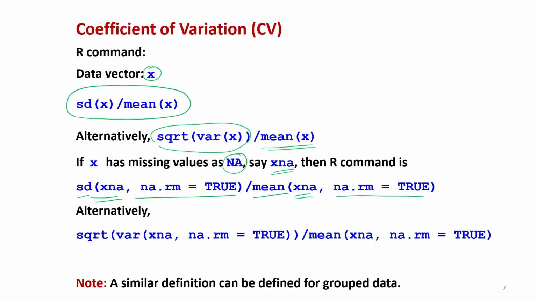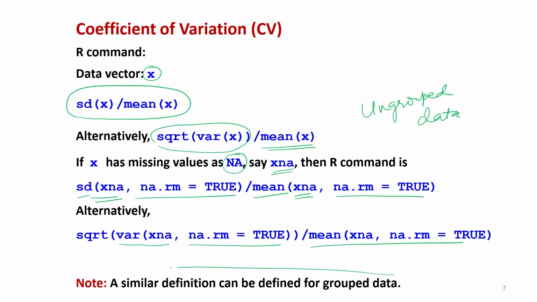Or alternatively, you can use the variance command and take its square root with the command VAR of x, with na.rm equal to TRUE, divided by mean of x, with na.rm equal to TRUE. Right. So here this is the definition for ungrouped data. If you have grouped data, then a similar definition can be developed without any problem.